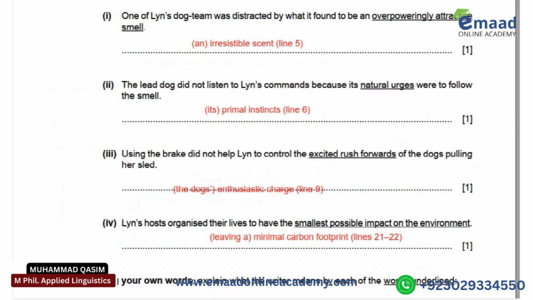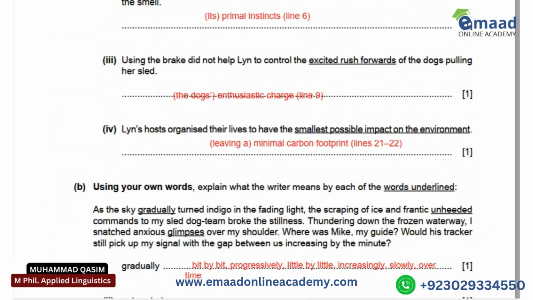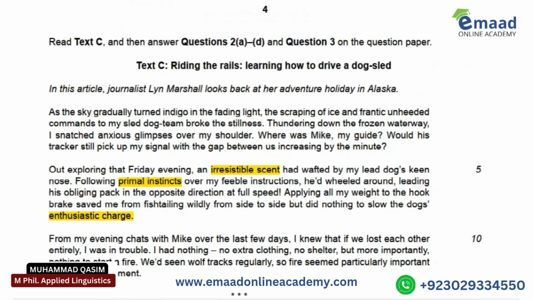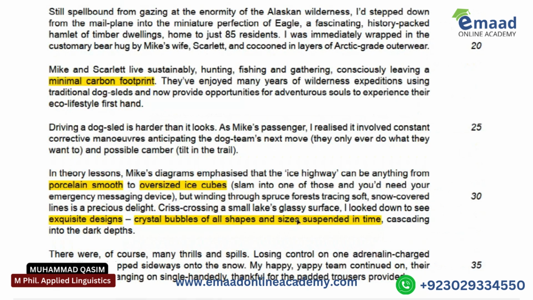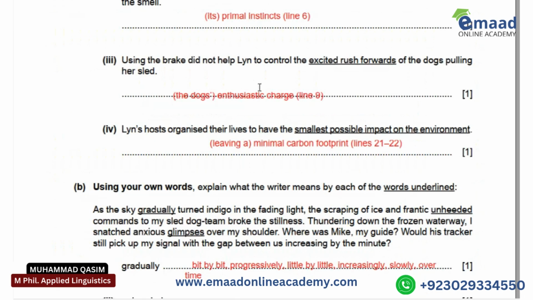The next short response question is also of the same nature. You have to bring a word that has the same meaning as the underlined word. "Lynn's host organized their lives to have the smallest possible impact on the environment." So the word you can replace this with, or the answer, is "minimal carbon footprint." This is the right word that you can use there. Minimal carbon footprint, smallest possible impact on the environment. You can use these three phrases.